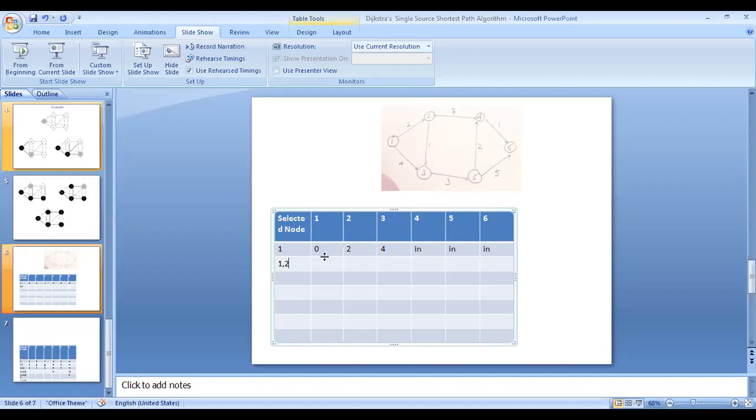Then from 2 to 4, there is one path with weight 7. So from the source vertex, this distance is 2 plus 7, so the distance is 9. We mark these visited vertices with a different color.